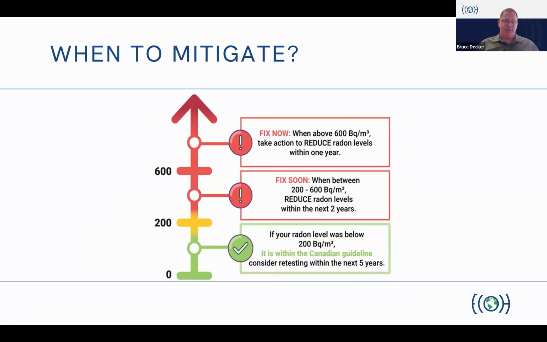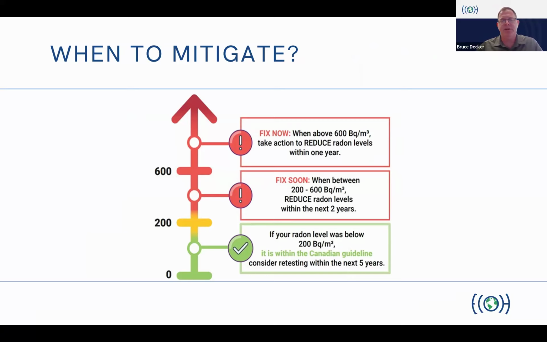So let's say we've tested our building. We've determined what our results are. Well, if you're less than 200, Health Canada says you don't have to do anything, right? You're more than welcome to if you want to decrease your level and follow an ALARA principle. You're more than welcome to.